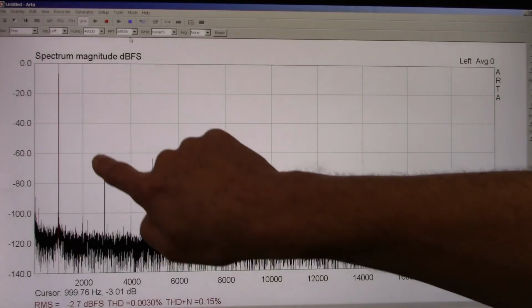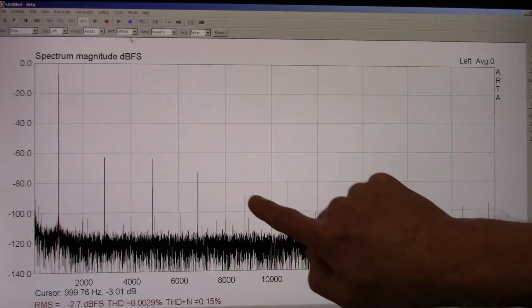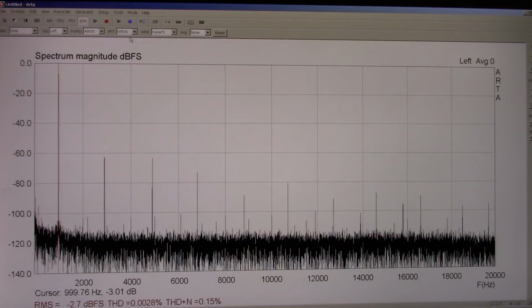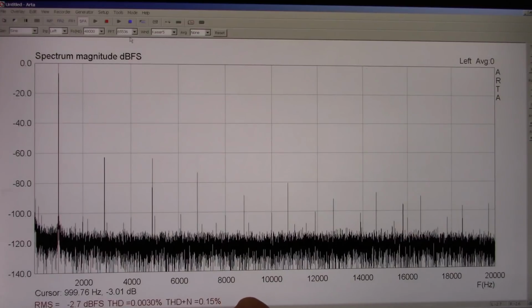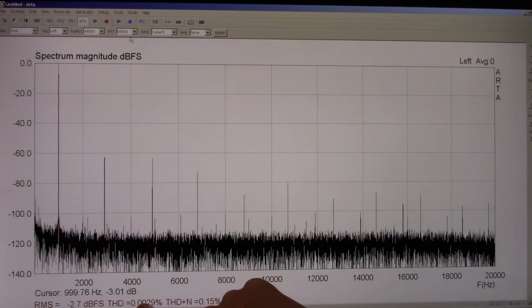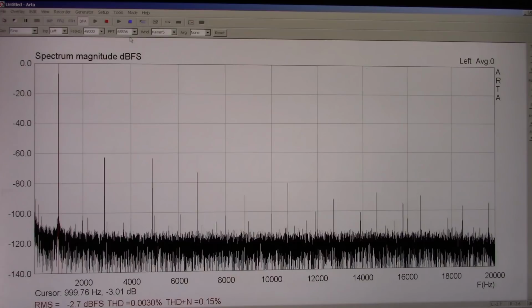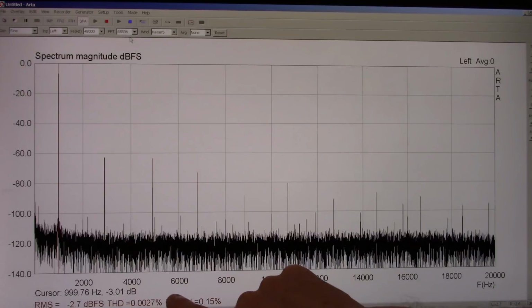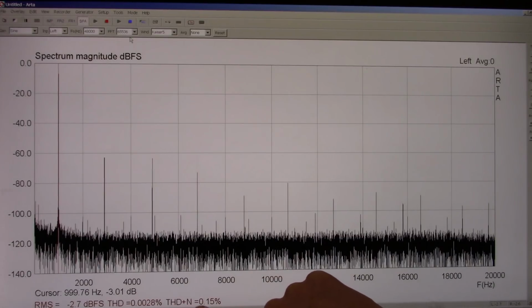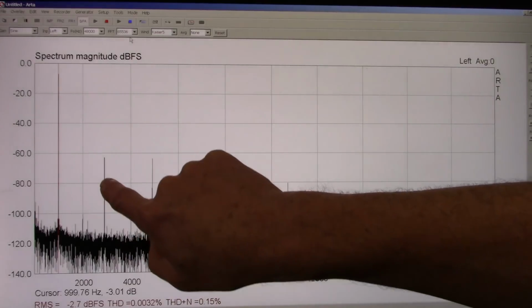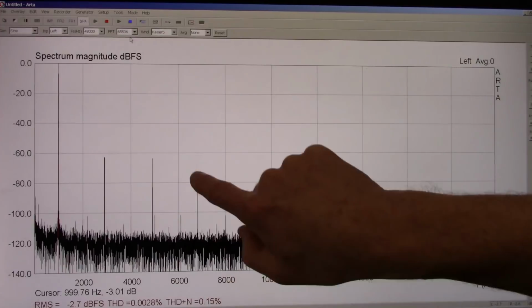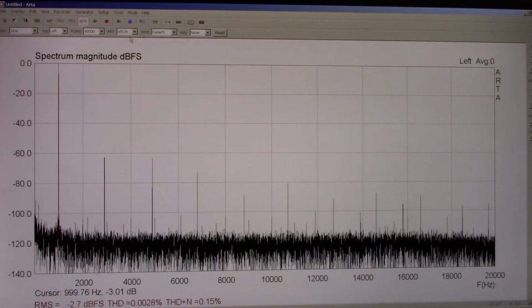But now you can see we're getting what appears to be harmonics. However, using the straight THD measurement, look how low that is, 0.003%. And the THD plus N plus noise is 0.15. Well, as it turns out, these lines are not harmonically related.